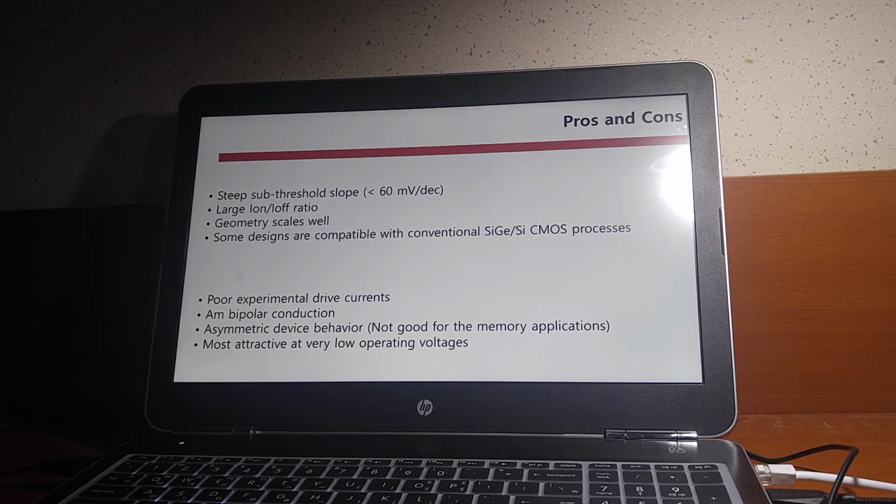And last, it is most attractive at very low operating voltage, but this could actually be a disadvantage. This is very bad for driving current, because the driving current is so low, so we could not use it for devices like a motor or OLED panel that consume a lot of power.